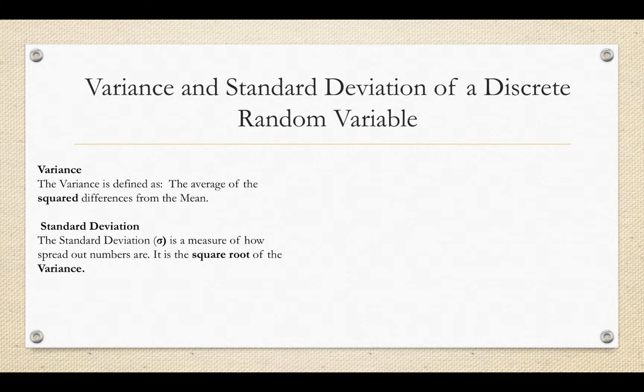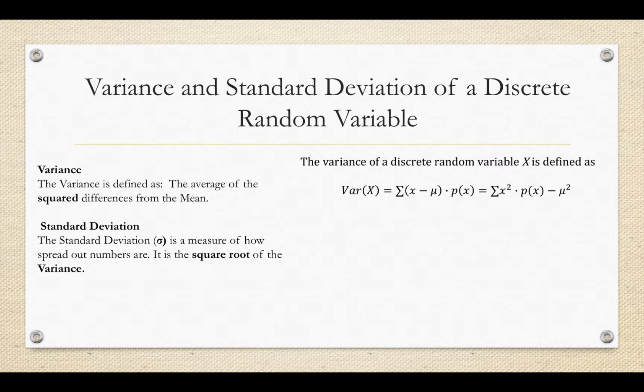Now the standard deviation, which is represented by the sigma down here, is a measure of how spread out numbers are. And it is the square root of the variance. So this is where these two are connected.